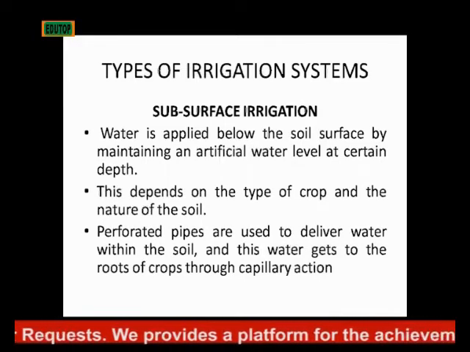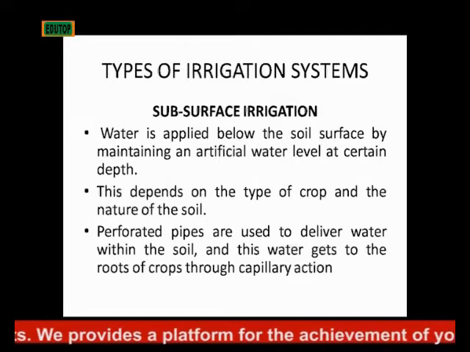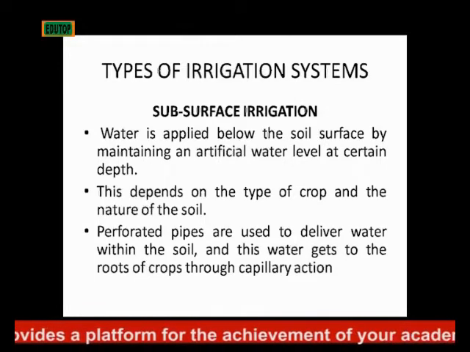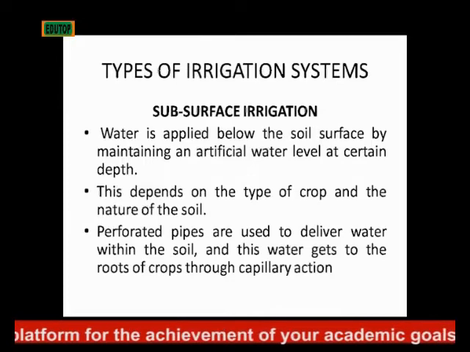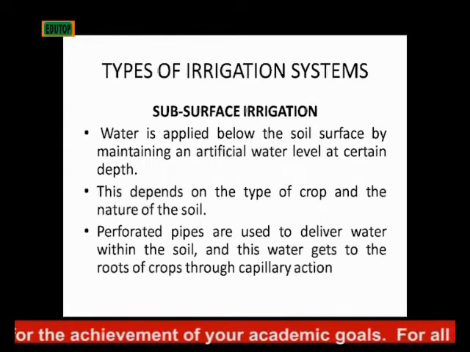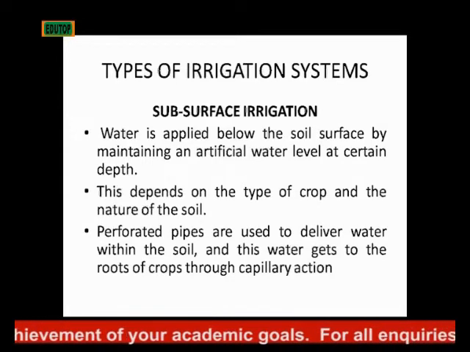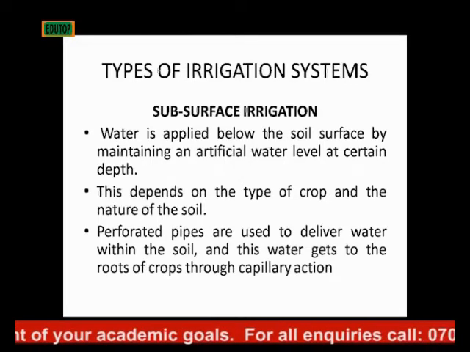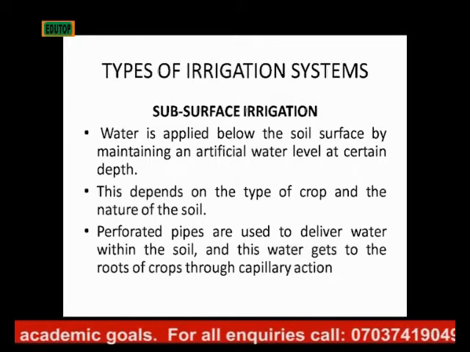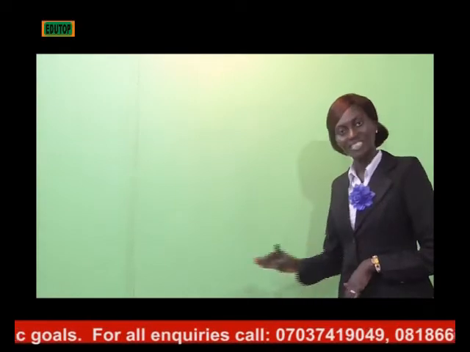So this depends on the type of crop you are planting and the nature of the soil you are using. So you can use perforated pipes to deliver water within the soil. So the pipe is in the soil and water gets to the roots of the crop through capillary action. So the water is not flowing down to the crop, but it's already underneath. The pipes are supplying that. So the roots of the crop are getting the water.